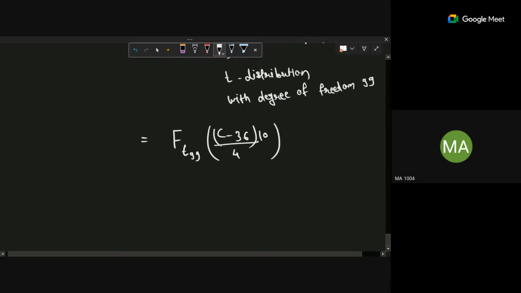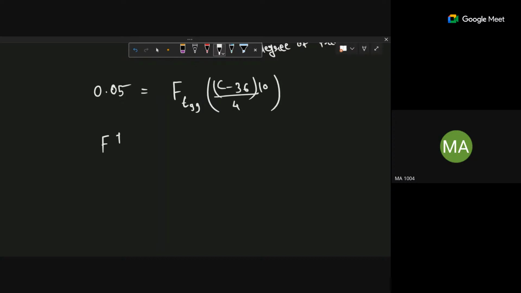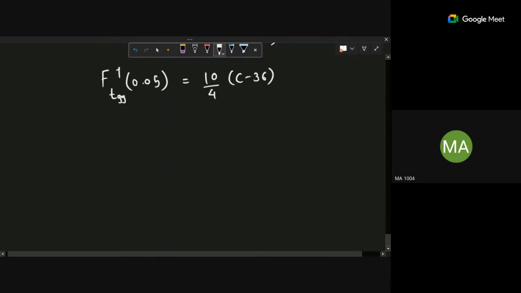Is it fine? And what is the value of alpha there? It was at 0.05 significance level, right? So just take the inverse on both sides, and that value is provided to us. So the inverse of t distribution at 0.05 is equal to 10 by 4 times c minus 36, right? And then we solve it and we get the value of c as 35.34, right?